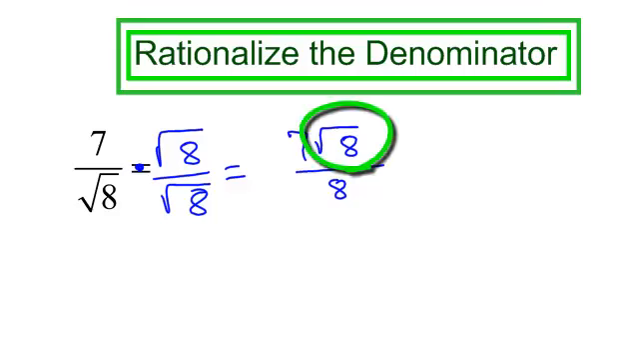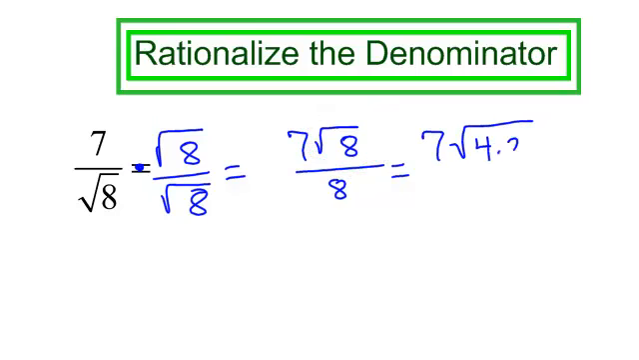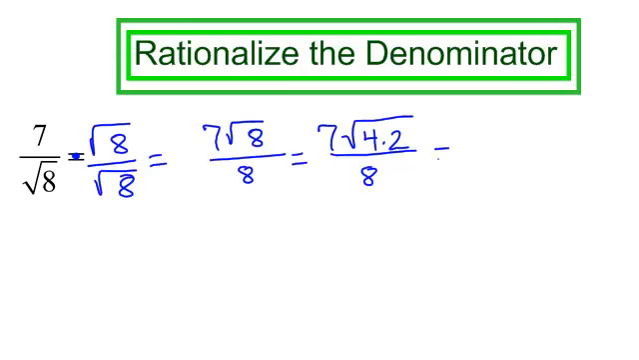Do you see this radical 8? It has something perfect in it. You're not done. Radical 8 is the same thing as radical 4 times 2. Well, radical 4 is perfect. And when I bring it out from underneath the radical, it's 2. So in the numerator, I have 14, that's 2 times 7, radical 2 over 8.